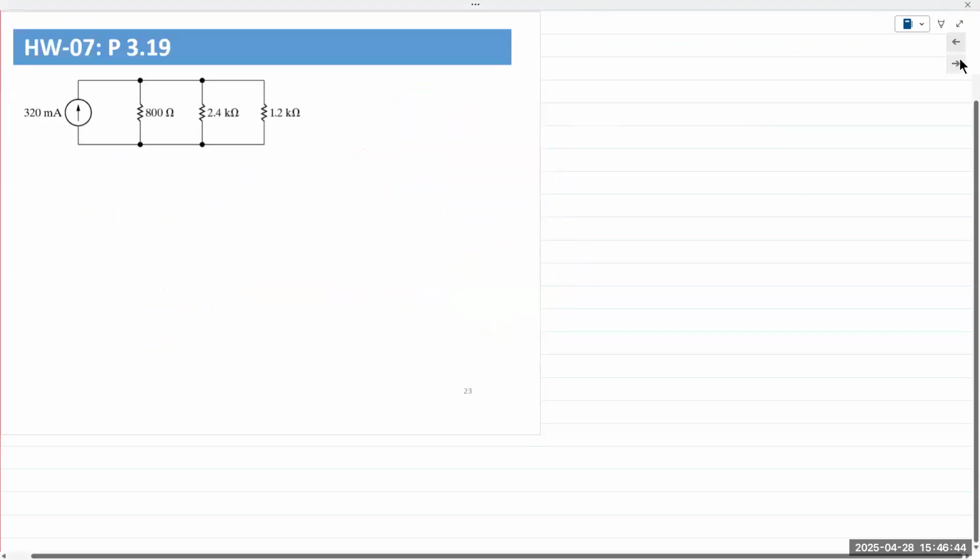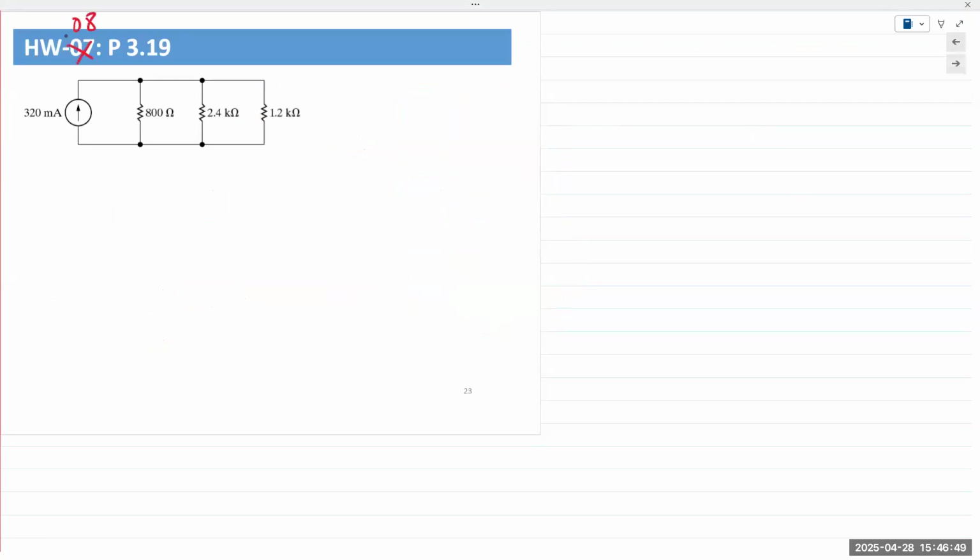This one's current division. This isn't too bad. I think it's a straightforward question. It asks you to find the current through one of the resistors, so you simply apply current division. There's not much to this. Simple current division application.